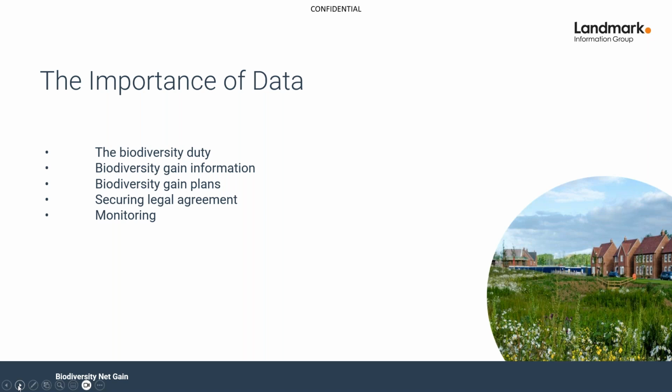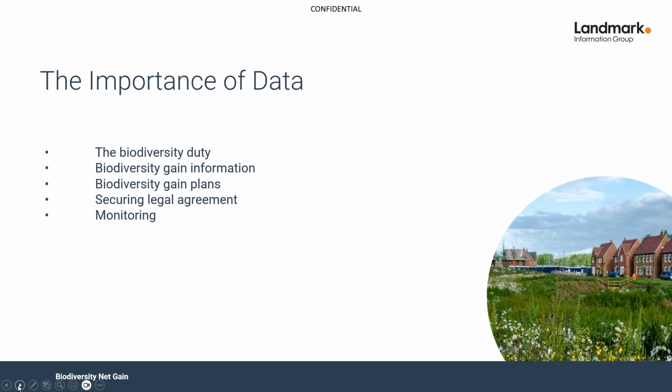And the biodiversity gain plan itself will have to have pre and post development biodiversity values. So all of that will need to be calculated to ensure that the biodiversity net gain objective is met. And as I say, this will all have to be secured by legal agreements.